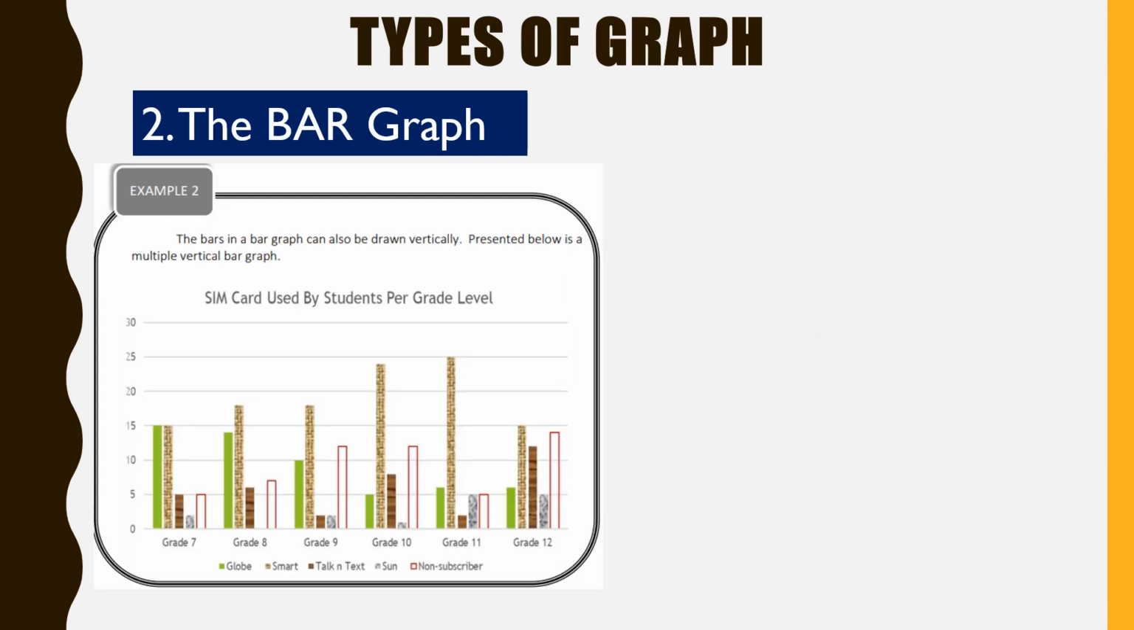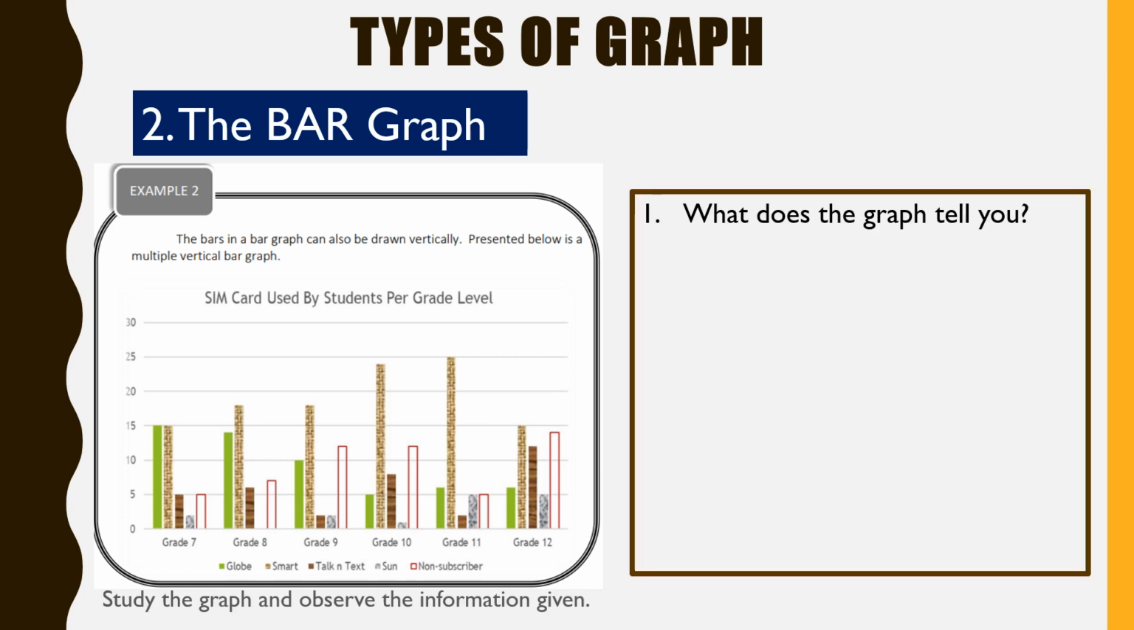Let us look at another example of a bar graph. The bars in a bar graph can also be drawn vertically. Presented below is a multiple vertical bar graph, and let us analyze that graph as we answer the questions that follow. For question number 1, what does the graph tell you?